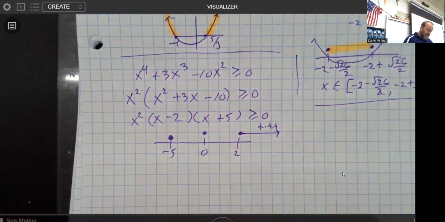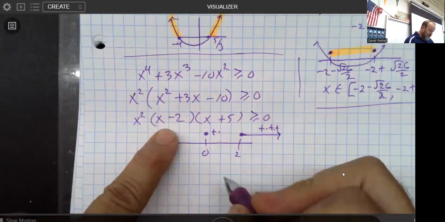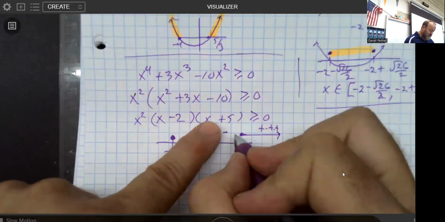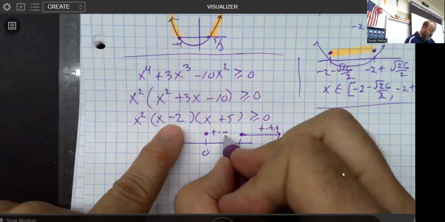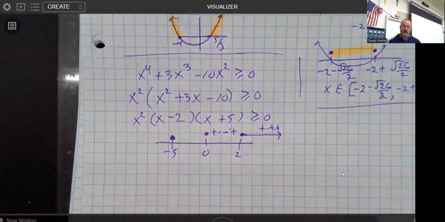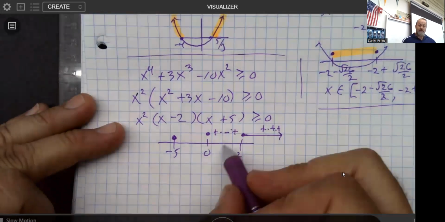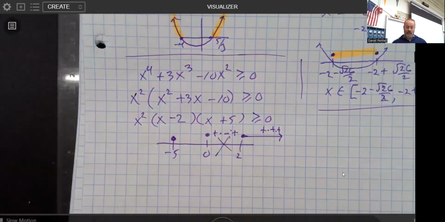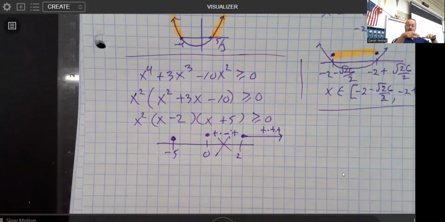Now, if we tried the number 1, 1 squared is positive, but 1 minus 2 is negative, and 1 plus 5. Again, I tried 1 because it's in the middle. So 1 squared is positive, 1 minus 2 is negative, and 1 plus 5 is positive. But the product of two positives and a negative is a negative. Well, that's not what I want. So we don't want to be in this region right here. Don't go there.